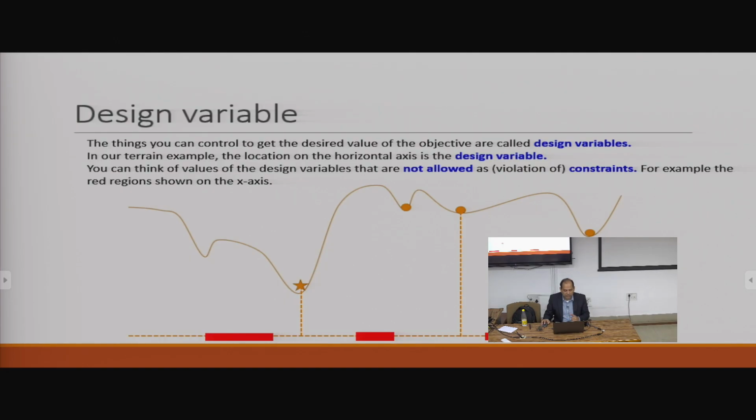In our terrain example, this is the cross section of the terrain. The location on the horizontal axis is the design variable, so wherever you choose is the design variable. Then we have some areas that are not allowed. Let's say you're not allowed to be here, so that's a constraint. And then the height is the objective function value.